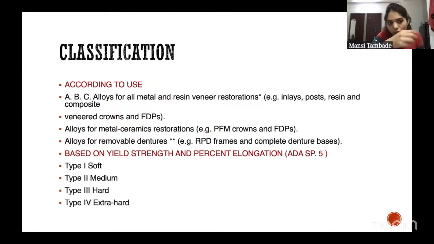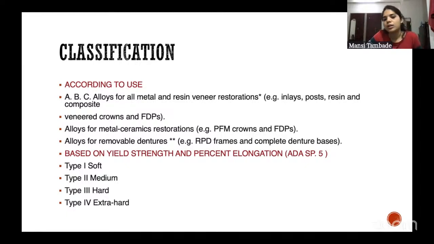Classification according to the use: alloys for all metal and resin veneer restorations. Example, inlays, post, resin, and composite veneered crowns and FDPs. Alloys for metal ceramic restorations. Example, PFM crowns and FDPs. Alloys for removable dentures, example, RPD frames and complete denture bases.